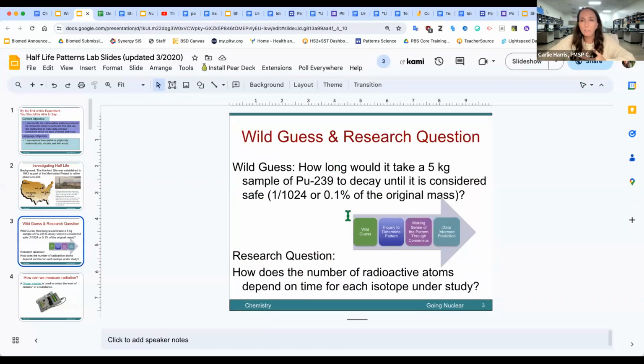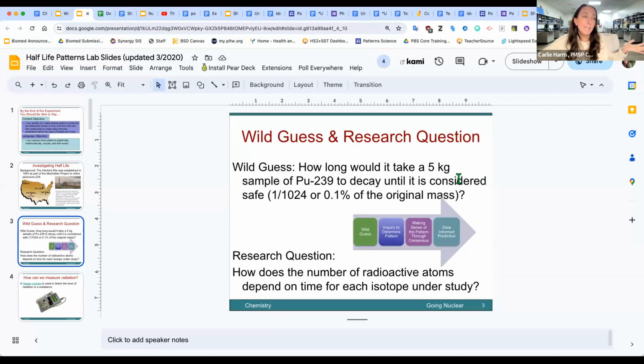So remember, the wild guess is like, why would our students know the answer to this? And it's in juxtaposition of, that's not how we should be doing science, right? In science, we're making data-informed predictions. We're using our data to help us make not wild guesses, right? So we do this to compare and contrast that.